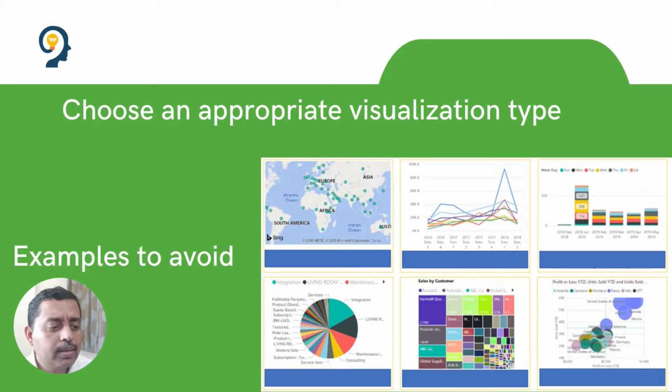Now the point is, why is this a bad example? It is a bad example because if you see, these are all only dots. So it is as good as telling that, okay, I have business in these regions or these areas. But it doesn't tell me how much is the magnitude of the business.